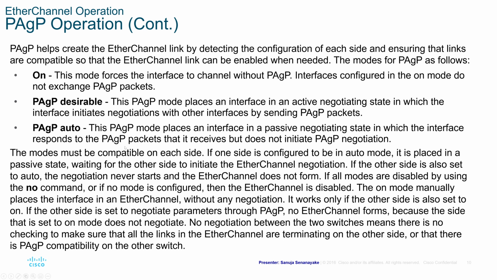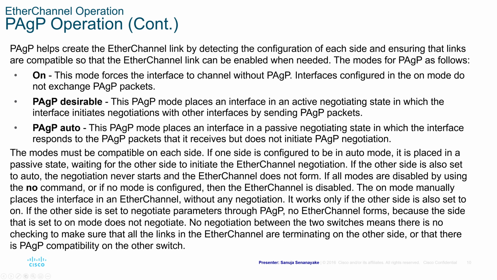People misunderstand what on, auto, and desirable mean because of the word association in the English language, right? We think, oh, it's going to do everything automatically if both sides are set to auto. No, it doesn't. If both sides are set to auto, the negotiation never starts and EtherChannel does not form, because the other side is also auto. If all modes are disabled by using the no command, then the EtherChannel is disabled.